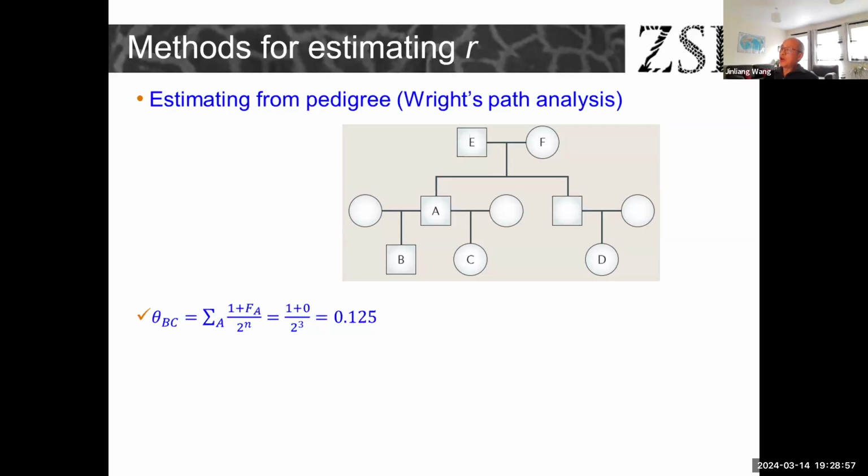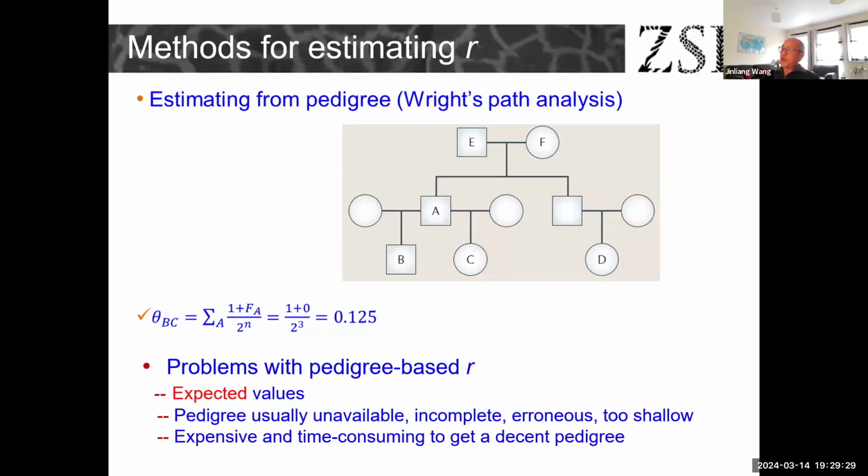You first find the common ancestors and then count the number of generations from the two individuals to the common ancestor, and make a summation over all the common ancestors or all the paths, and you get the relatedness between the individuals, that is individual B and individual C. Here the relatedness coefficient is 0.125. It's very simple. But remember, it's the expected value as we discussed before.